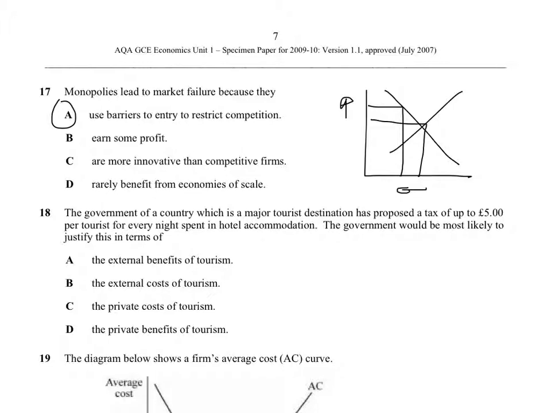18. The government of a country which is a major tourist destination has proposed a tax of up to £5 per tourist for every night spent in hotel accommodation. The government would be most likely to justify this in terms of, again, a tax is a solution. It's something that you want to internalise the externality of. It's basically the external costs of tourism. If it's impacting upon local wildlife, then they can use that money to build facilities to protect the local wildlife.